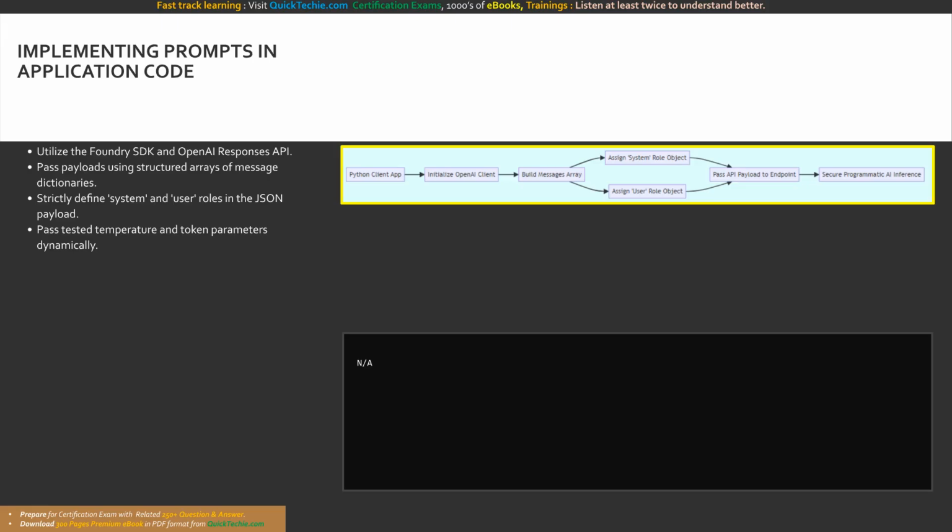In the Python SDK, your API call involves passing a list of dictionaries to the messages parameter. Role: system, content: you are a helpful assistant. Role: user, content: summarize the document. The model parses these distinct roles, applies the system rules globally, and executes the user's specific request securely. Our final diagram illustrates the programmatic code execution flow. The Python client app initializes the OpenAI client and builds a messages array. It strictly assigns the system role object and the user role object.